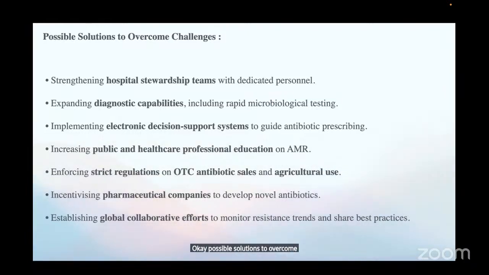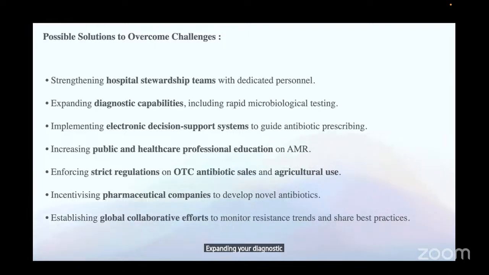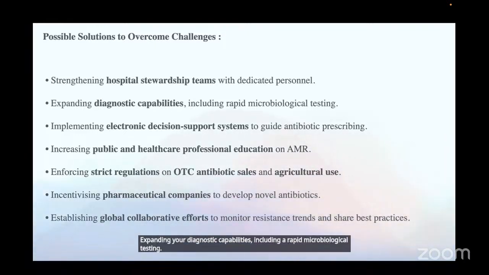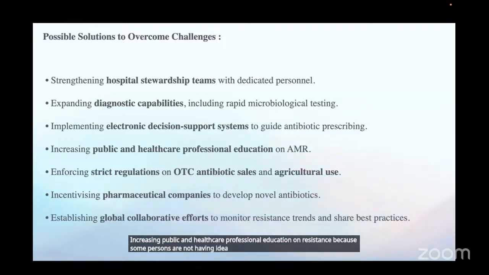Okay, possible solutions to overcome. How can we do it? Strengthening your hospital stewardship team, okay, with a dedicated person in it. Expanding your diagnostic capabilities, including rapid microbiological testing. So this is very important. Implementing an electronic decision support system. As I said earlier, we need to have an electronic decision support system to further guide antibiotic prescribing. Increasing public and healthcare professional education on resistance, because some persons do not have an idea of resistance. Okay, enforcing strict regulation on OTC antibiotic sales and agricultural use. This is very important.